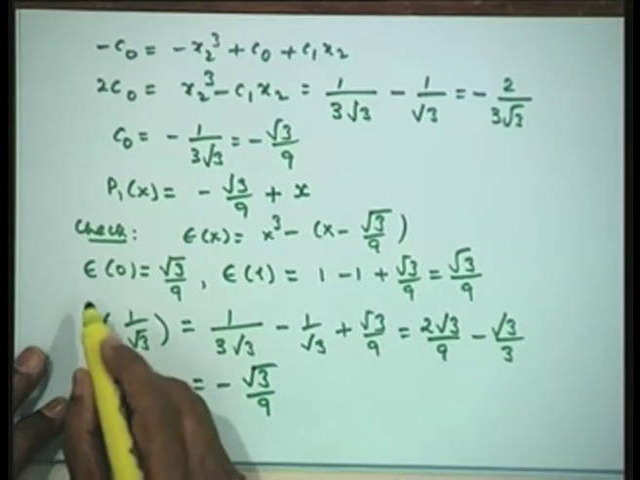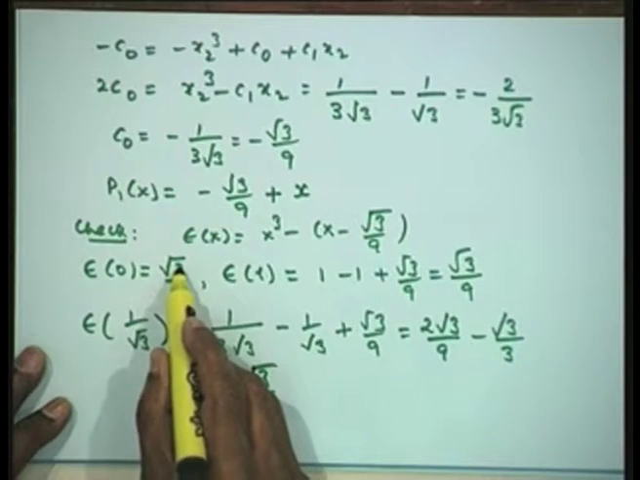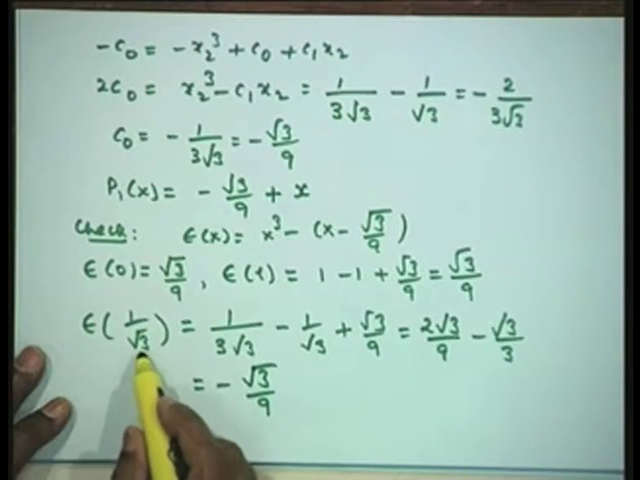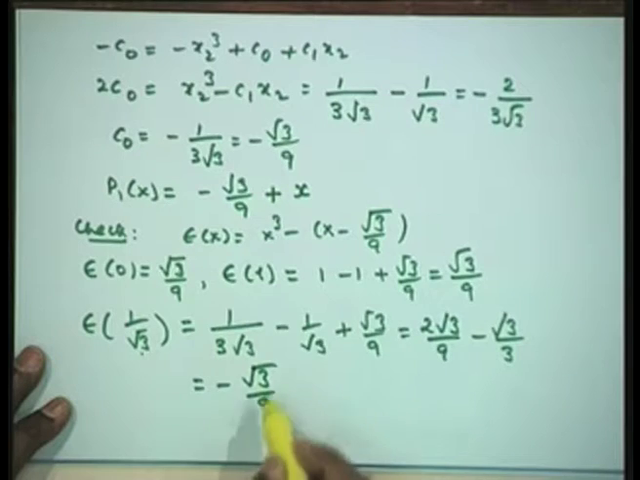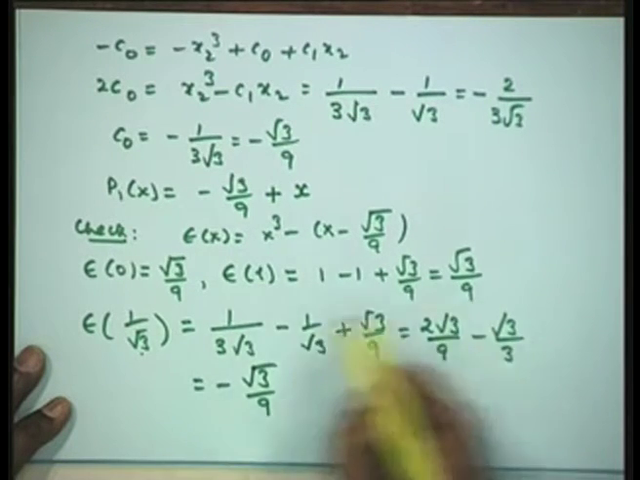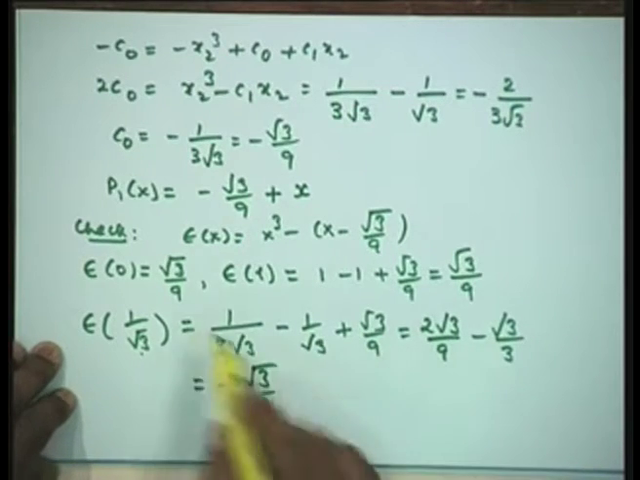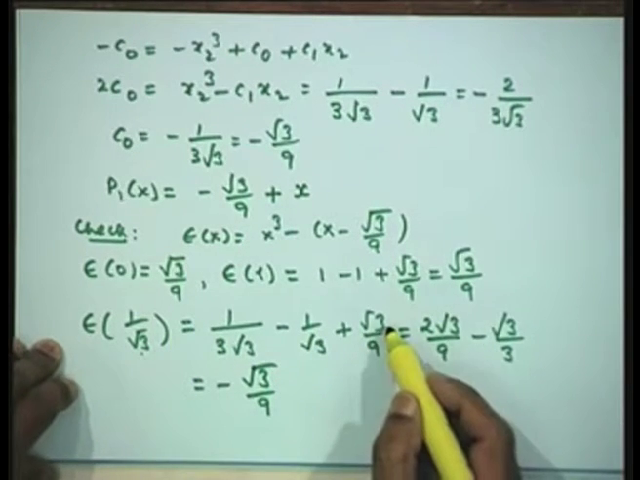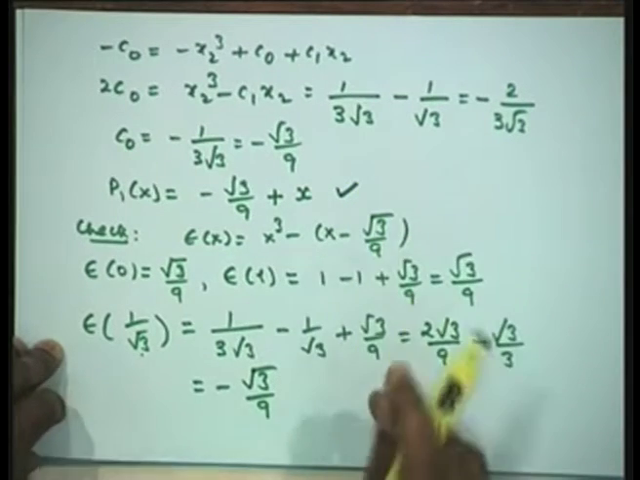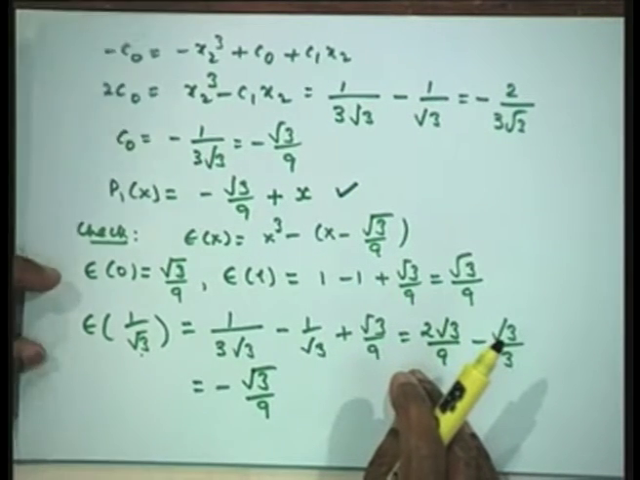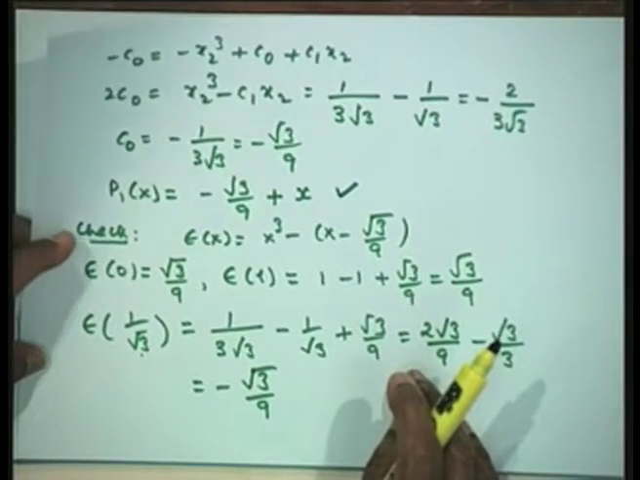Now, you can see that the error epsilon at 0 is plus root 3 by 9, epsilon at 1 by root 3 is minus root 3 by 9, and epsilon at 1 is root 3 by 9. The errors are of equal magnitude and they are alternating in sign. So, the maximum error is equal to the minimum error, and we have got this as the best approximation in the uniform sense, that is the Chebyshev polynomial approximation.